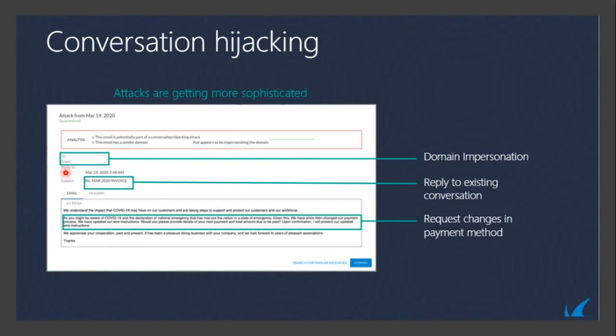As you can see, due to security reasons, we have not provided the domain which is there in the attack. This is where we will find the domain impersonation, and this is the subject which you will see, a reply to an existing conversation. As you can see, its subject is RE and invoice, and in the body of the email they are actually requesting to change the payment method. So this is what conversation hijacking is all about.